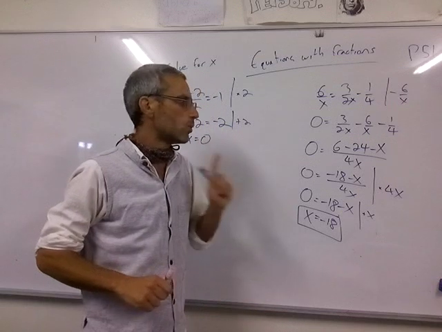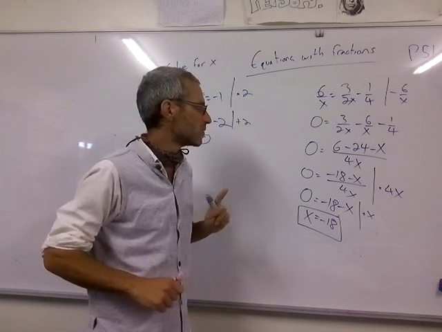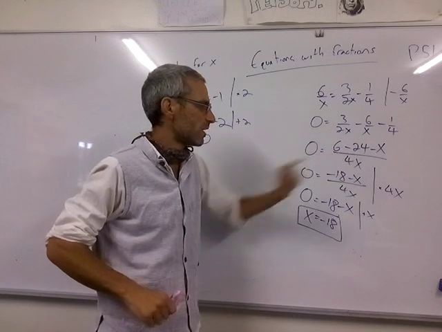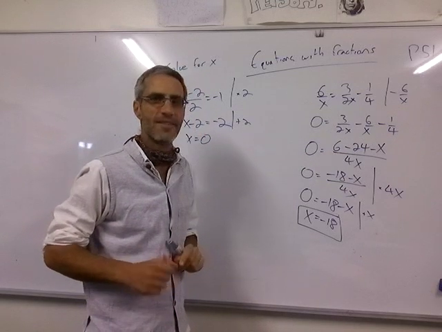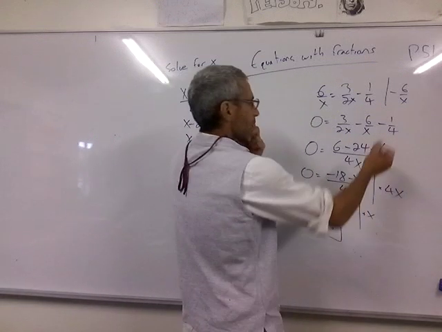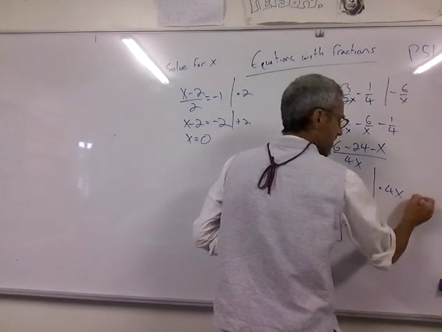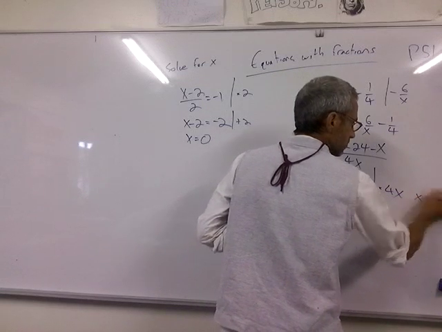There is one thing we forgot to mention here, and I don't know if you remember it from last year. I'll try and remind you. When the x is at the bottom, there is something that I need to say. X can't be 0. Normally I do it when I get rid of that 4x. I must say here, x must not equal 0.